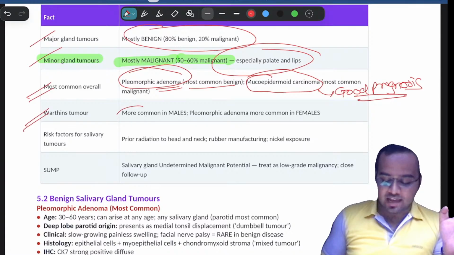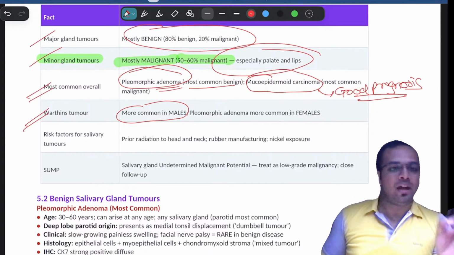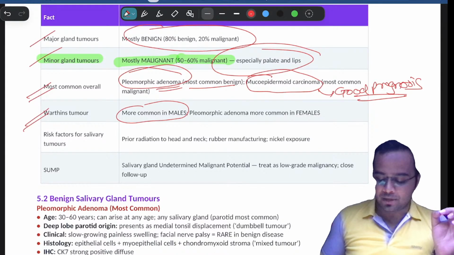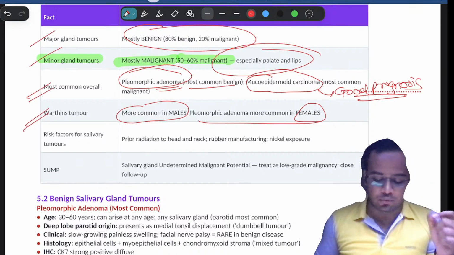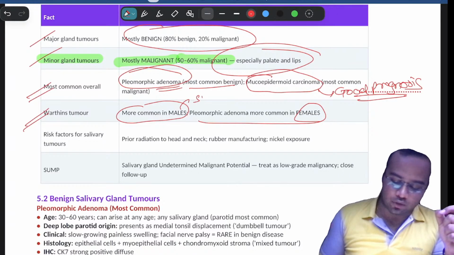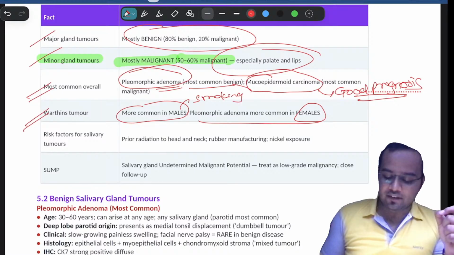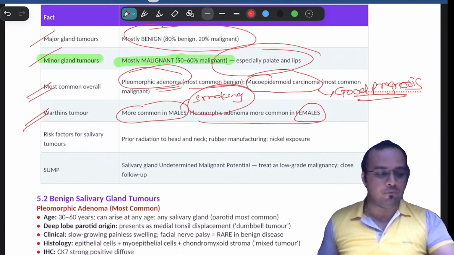Warthin's tumor is most likely in males, and again remember that Warthin's is also the second most common benign tumor. Pleomorphic adenoma is more common in females. So which tumor will be seen in males? Warthin's tumor. Why? Because it is associated mostly with smoking. Nowadays, even females are going to smoke, but still it is found more in males.